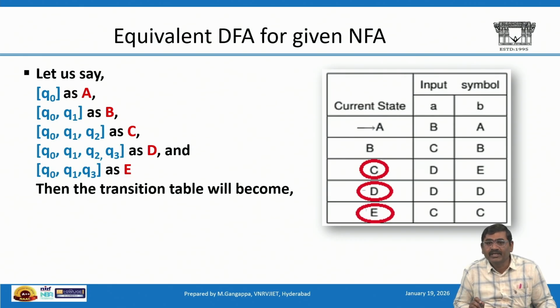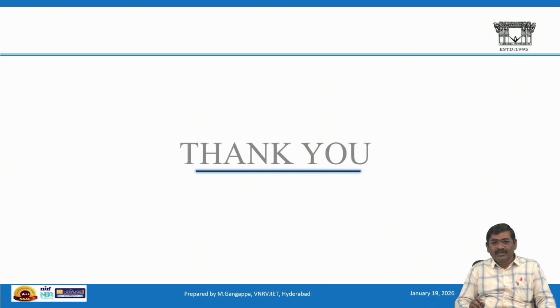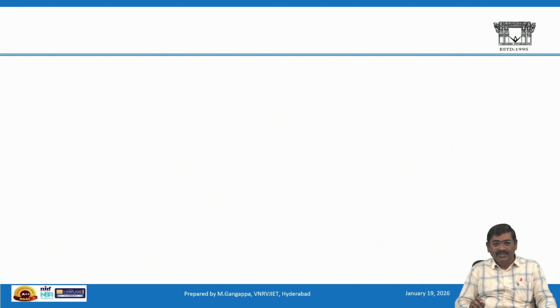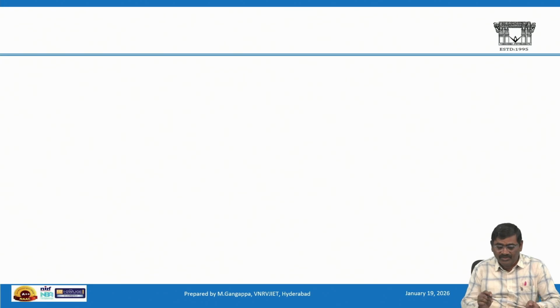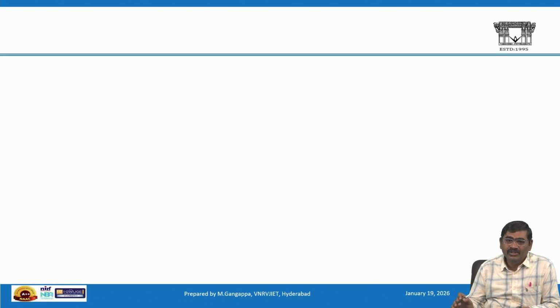Using these symbols, we can draw the table. The table can be seen like this: current state, capital A, and input symbols a and b. Capital A on small a goes to B, and capital A on small b goes to capital A, and so on. This is how we can obtain the DFA table from the NFA. This is the procedure to convert an NFA into a DFA. Shall we go with a small example, or shall we conclude? Let us go with a small example of how to convert the NFA into a DFA.